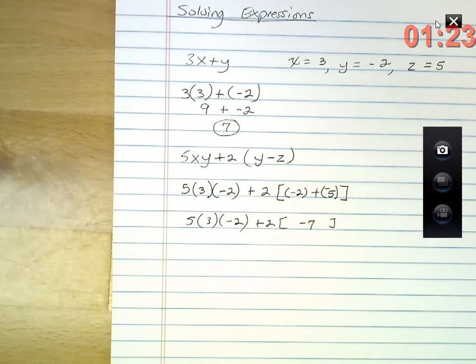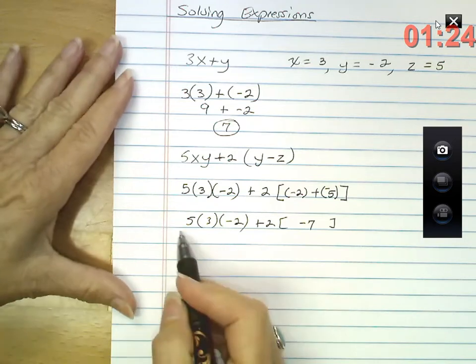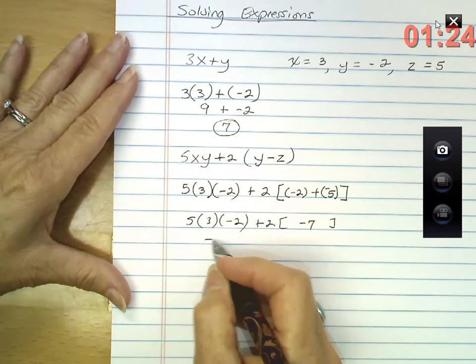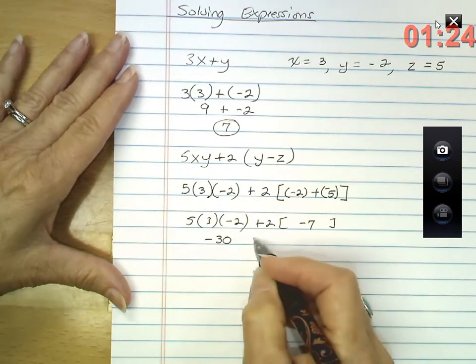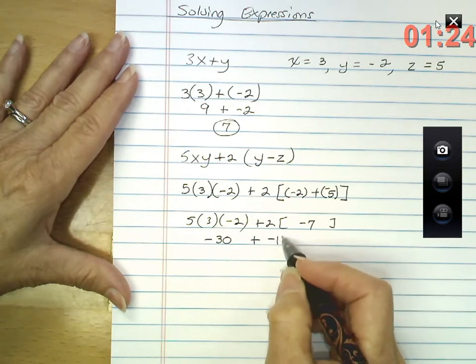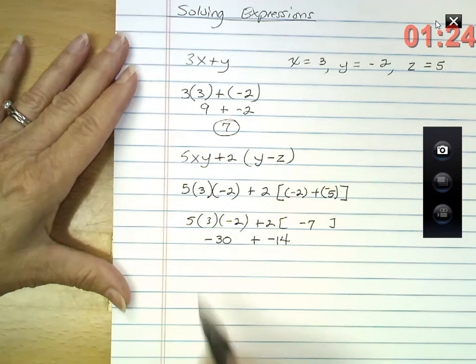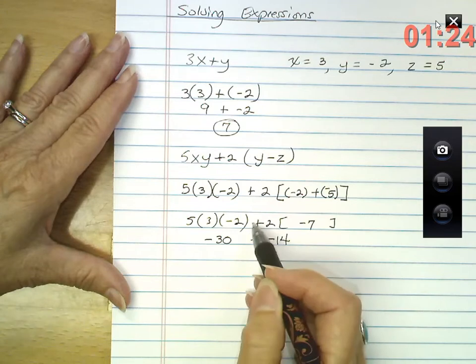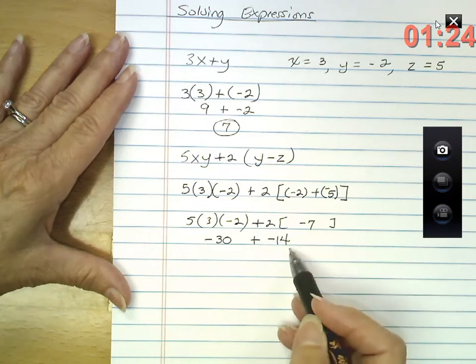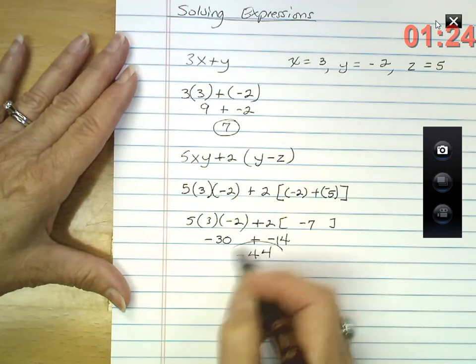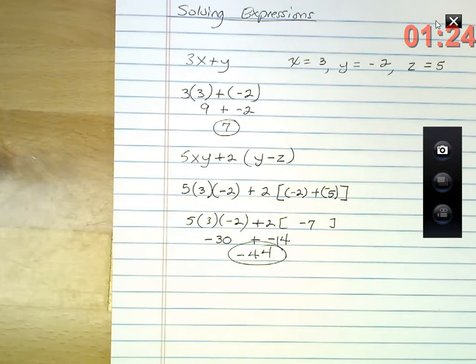So multiplication or division, whichever one comes first from left to right. So we start over here. 5 times 3 is 15, times negative 2 is negative 30. Plus, and then we've got some multiplication here. 2 times negative 7 is negative 14. Okay, so I went left to right. And then I still had adding here in the middle, and then I had multiplying over here, and then now I can add them together, so like a negative 44 would be our answer there. Questions on that?